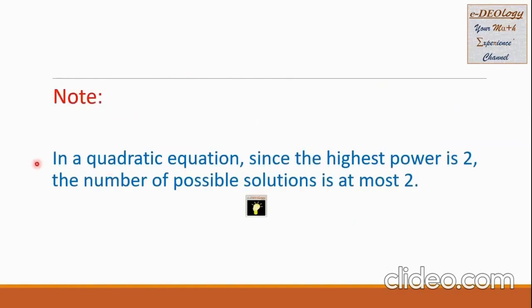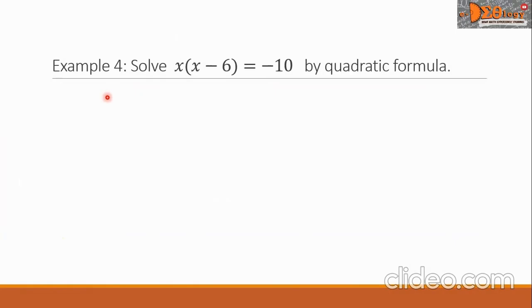Take note, in a quadratic equation, since the highest power is 2, the number of possible solutions is at most 2. Let us go to example 4. Solve x times the binomial x minus 6 equals negative 10 by quadratic formula.